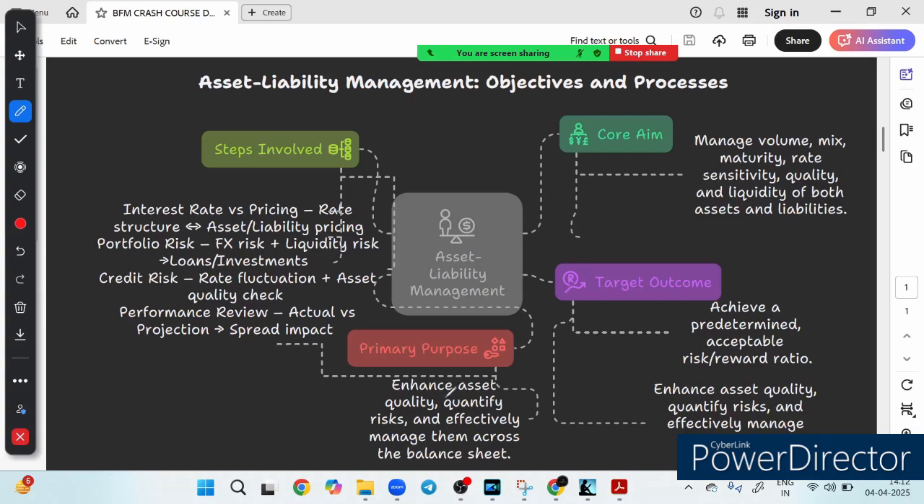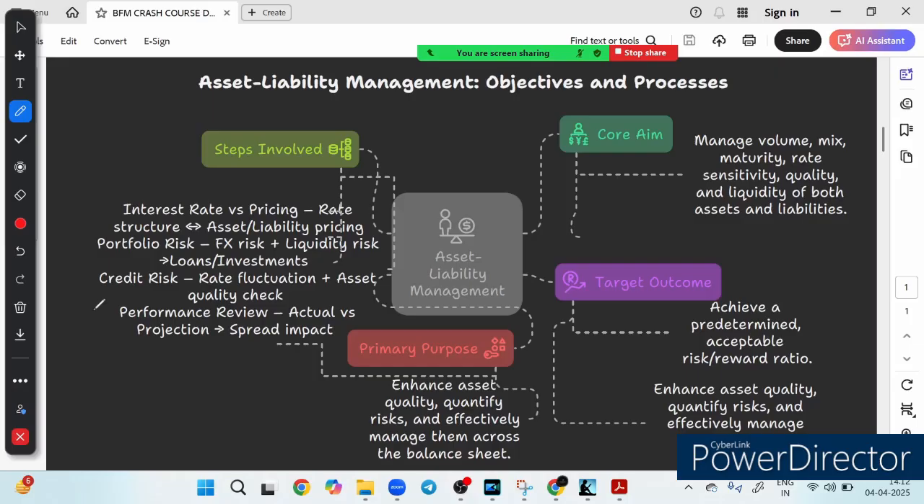The main goal of ALM is simple: to enhance the asset quality, right? To measure the risk and to effectively manage them across the balance sheet. That is the role of ALM. In other words, banks need to ensure that they invest wisely, they control the risk and keep a steady financial position at all times. If we look at the core aim of asset liability management, on the right side you can see that.